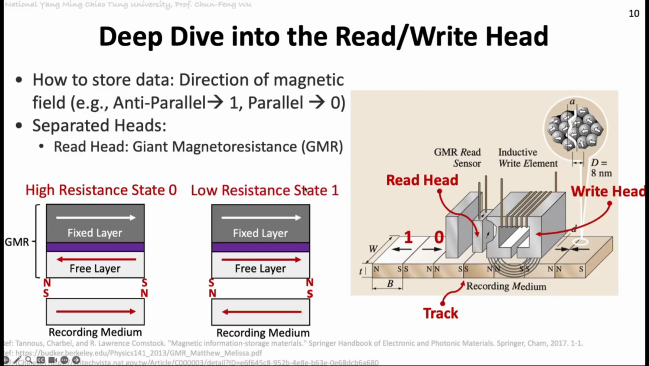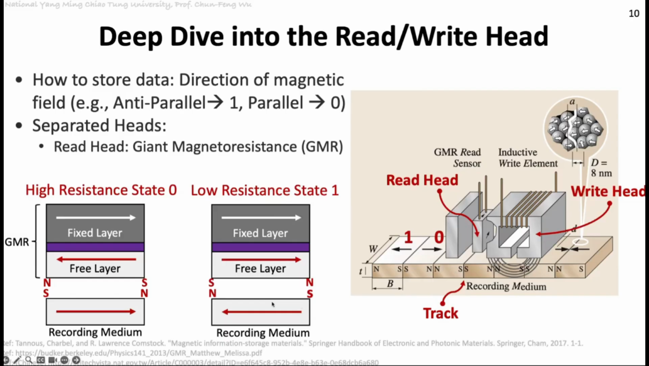And when the controller of the hard disk drive receives this larger current value, the controller will know that this one has the opposite electric field, from right-hand side to left-hand side.